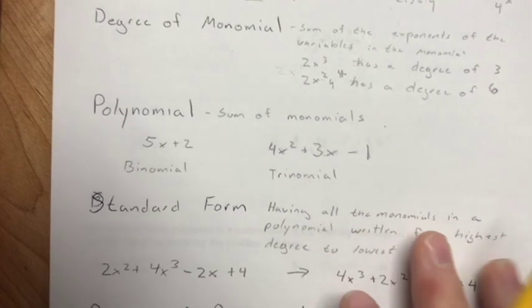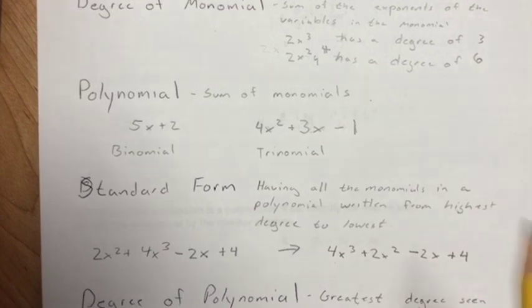This brings us to what we call standard form. It's having all the monomials in a polynomial written from highest degree to lowest. So here we go. I've given you a little example. All of these are different degrees. So this is 2x squared plus 4x to the 3rd minus 2x plus 4. This is not in standard form, but this one is, and here's the reason why.